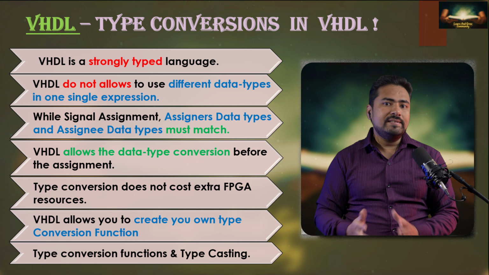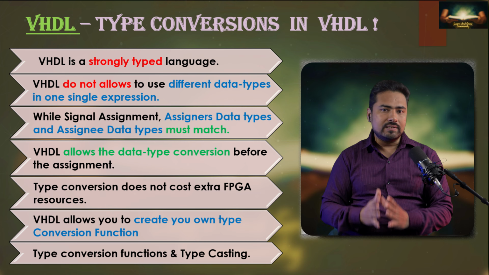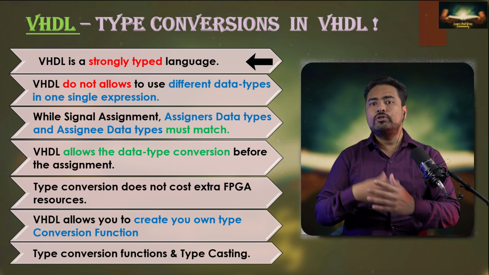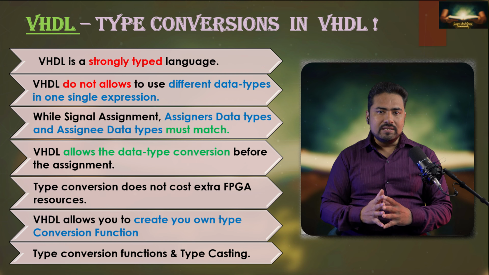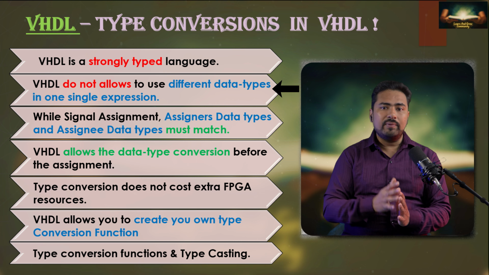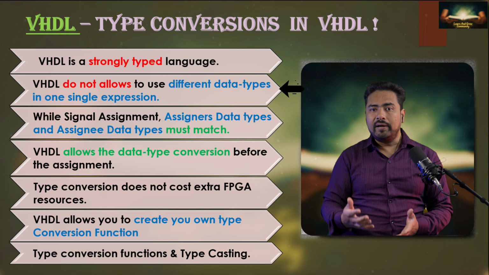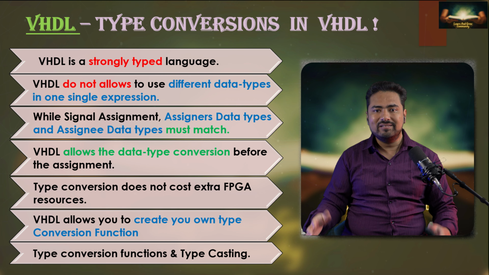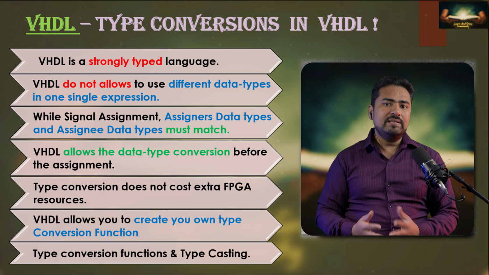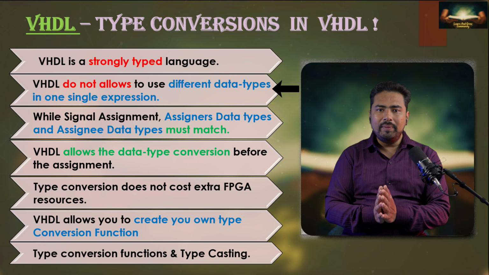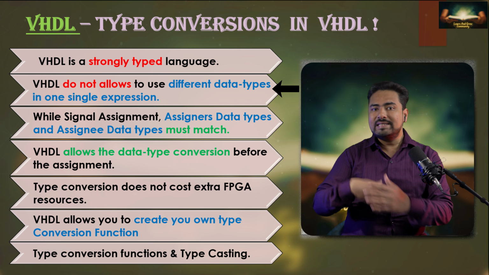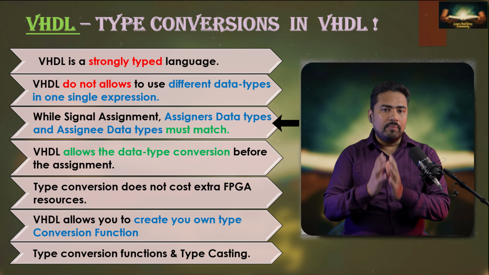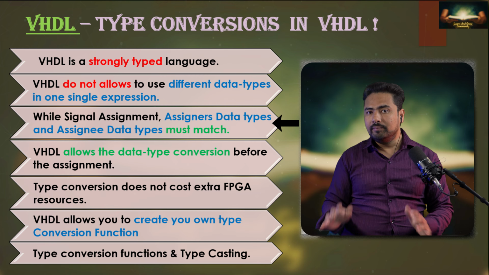So the question is why these type conversions are important in VHDL? Because VHDL is a strongly typed language, means it strictly follows the data type consistency. And this is important while maintaining the integrity and the reliability of your designs. Strongly typed language means that in VHDL, you cannot mix different data types within the same expression. This is not allowed. So your expression must be well defined and predictable.